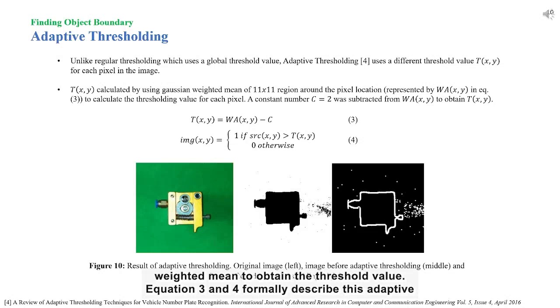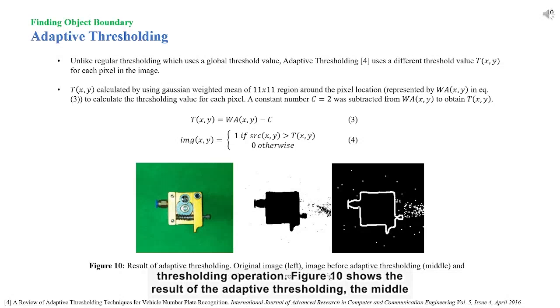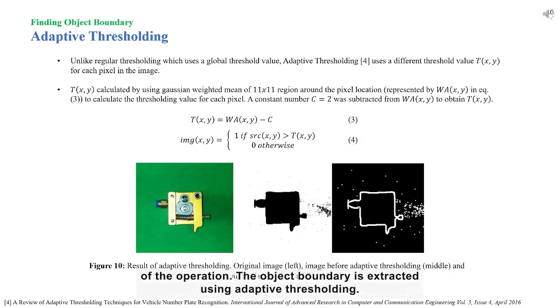Equation 3 and 4 formally describe this adaptive thresholding operation. Figure 10 shows the result of the adaptive thresholding. The middle image is the input to the adaptive thresholding operation, and the rightmost image is the output of the operation. The object boundary is extracted using adaptive thresholding.